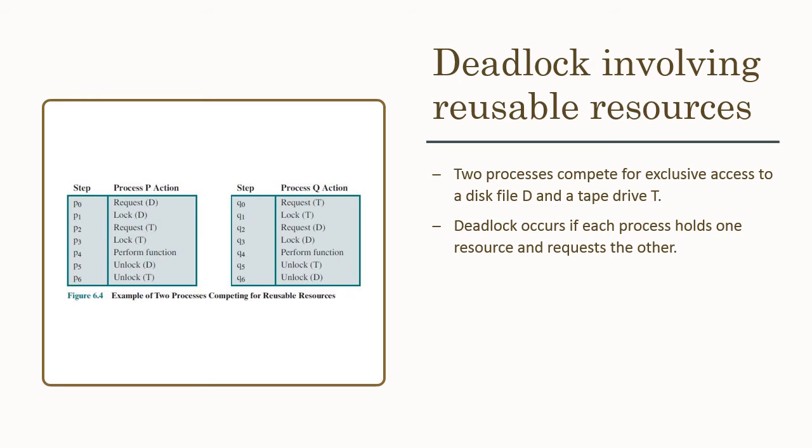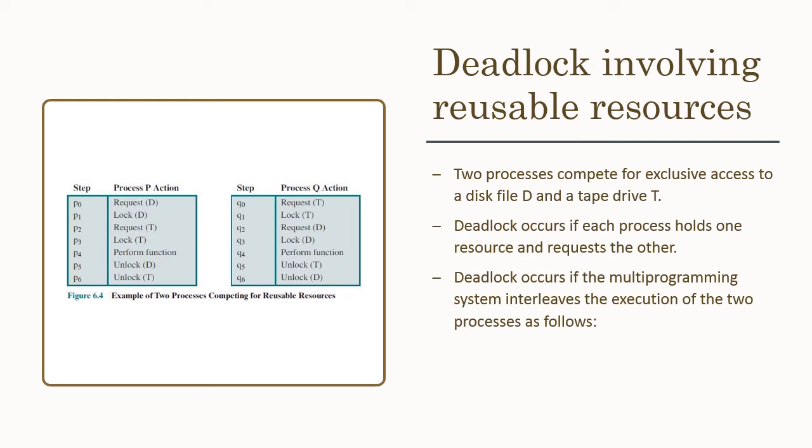If you look at the code for Q, Q first requests the tape, then it locks the tape for itself, then it requests the disk, then it locks the disk for itself, then it performs some function, then it unlocks the tape, then it unlocks the disk.